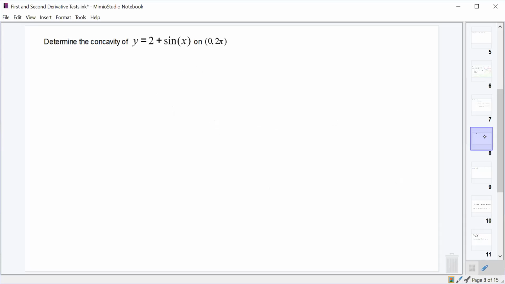Let's take a look at the concavity of the function y equals 2 plus sine x on the interval 0 to 2 pi. So what are we going to need to find that?